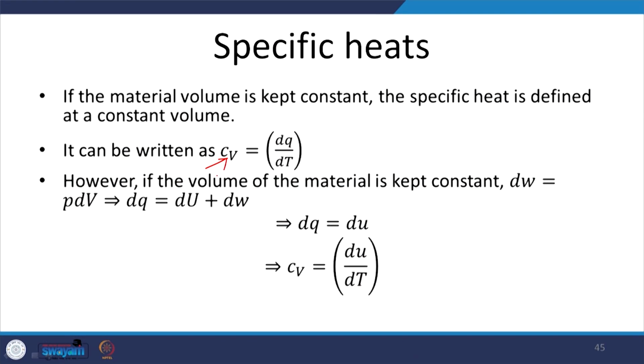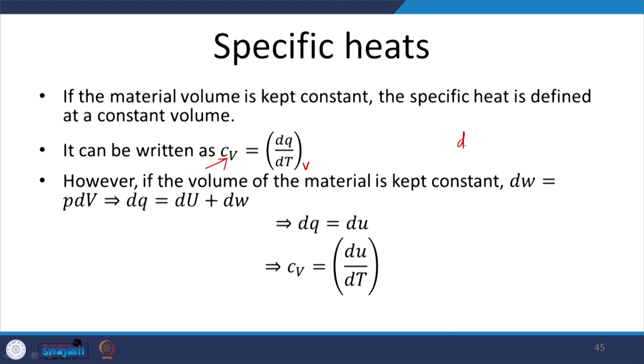So, let us say the material's volume is kept constant. Rather than having many values, if you keep the material's volume constant, the specific heat is defined at constant volume. The specific heat at constant volume is generally given by Cv. Specific heat at constant volume is Cv = dq/dT, the same ratio again, the ratio of heat supplied to the temperature change, but at constant volume.